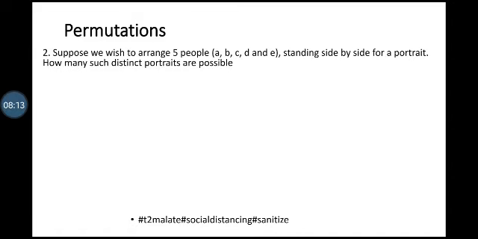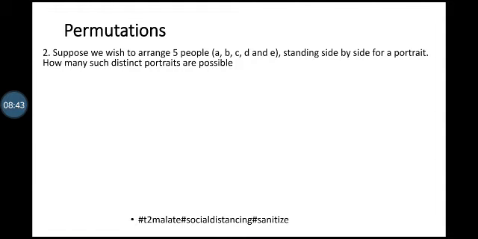Our second example is a bit different. Suppose we wish to arrange 5 people, A, B, C, D, and E, standing side by side for a portrait. How many such distinct portraits are possible? So 5 people standing side by side. It means we want to have all the 5 people in the photo. With example 1, from the 5, we only wanted 3 people in a photo.